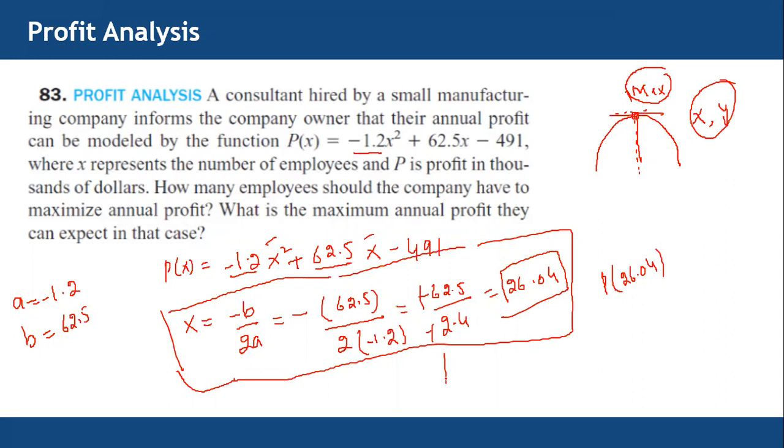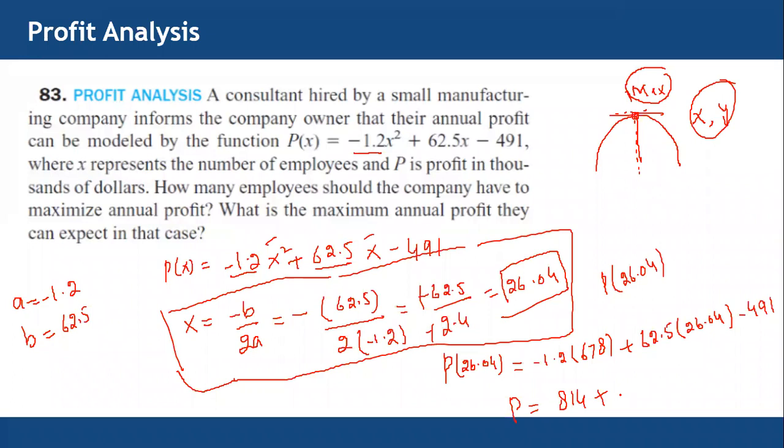P(26.04) equals minus 1.2 times 26.04 squared plus 62.5 times 26.04 minus 491. If you square 26.04, it equals about 678. Then 1.2 multiplied by 678 equals about 814, and the sign is negative. Then you multiply 62.5 with 26.04.